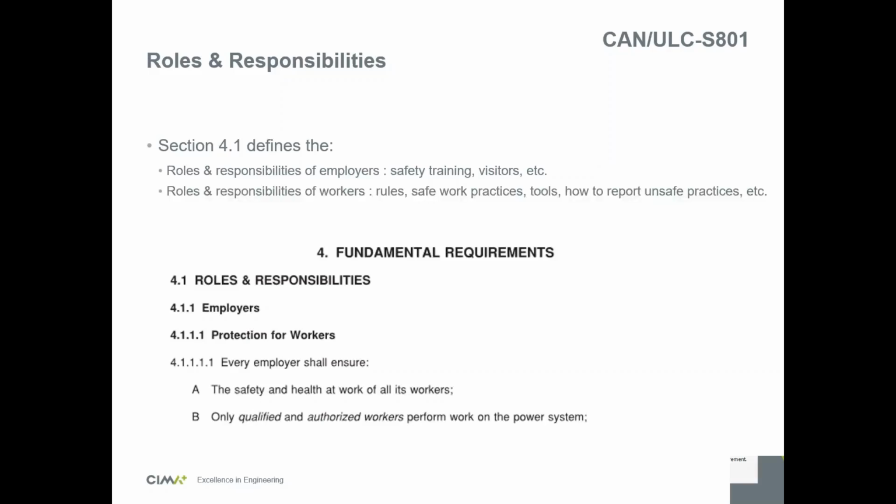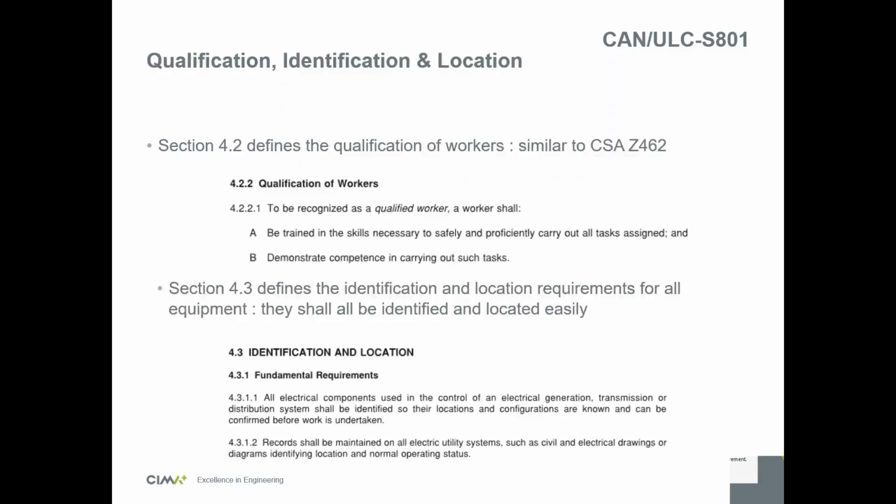So it says, for example, every employer shall ensure the safety and health at work of all its workers, and only qualified workers shall perform work on the power system. So you see, it's very similar to the CSA Z462, but more oriented towards linesmen and utilities. So section 4.2 defines the qualifications of a worker.